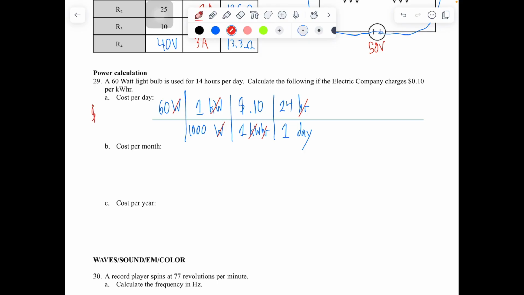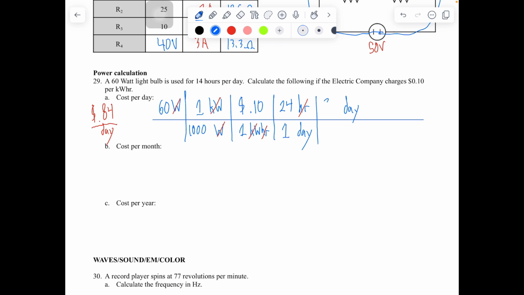This is $0.84 per day. Why am I putting it over here? Well, I'm actually going to continue my work because now we're in cost per day. We can directly convert this to cost per month. Let's just take our days. Days is on the denominator. We need to cancel it. Put it on the numerator. Days over days, they cancel.